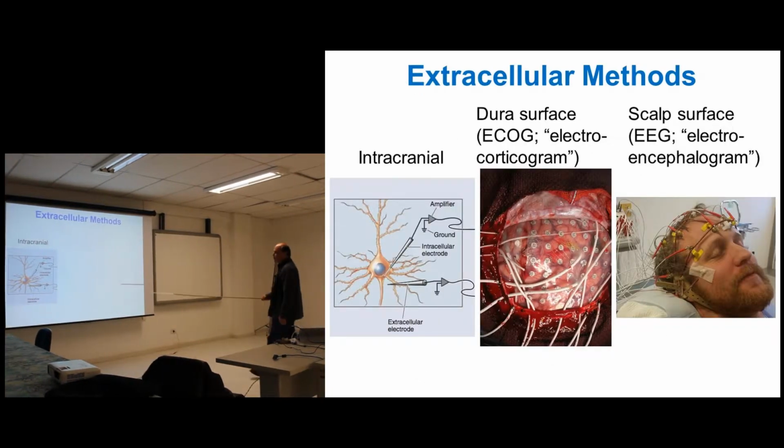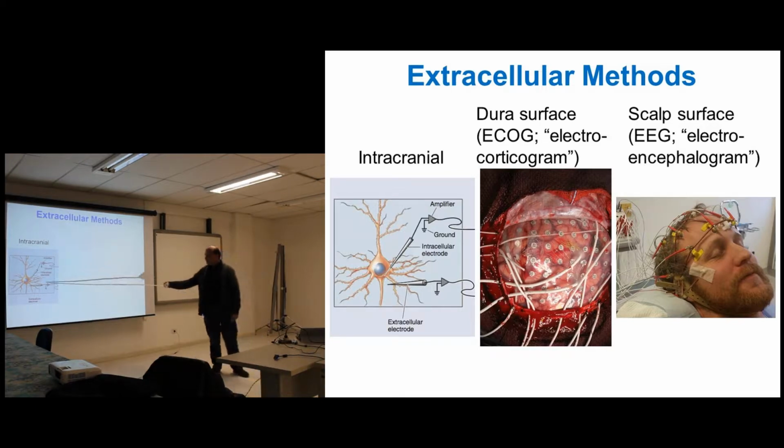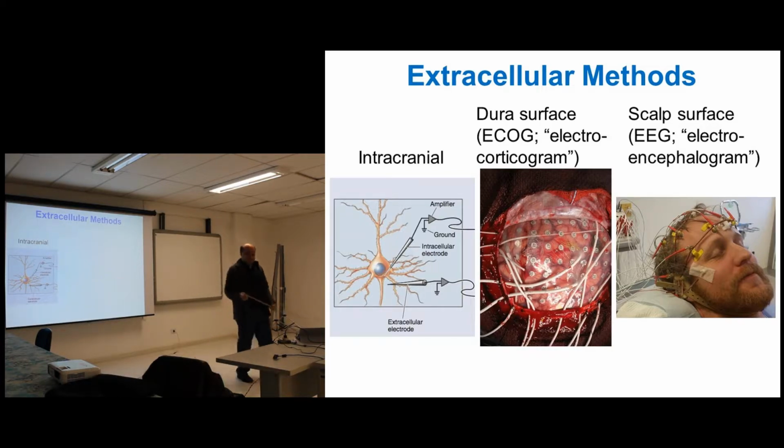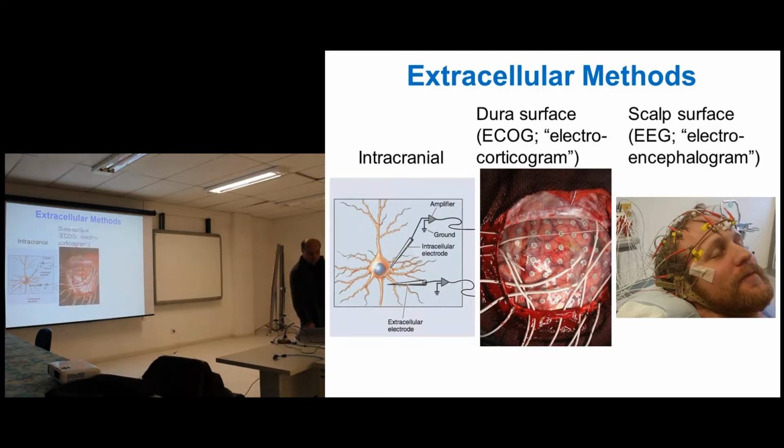Again, we have an electrode. It could be in the brain, but outside of a neuron. Again, there's going to be a ground electrode somewhere. This is one way of doing it. Another way of doing it is actually not to have the electrodes inside the brain, but to have the electrodes on top of the brain. These electrodes are actually on top of the dura. And this is called ECOG, or electrocorticogram, which is often done in primates.